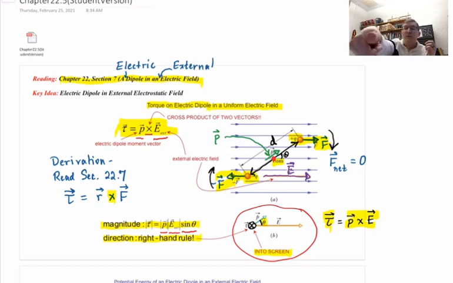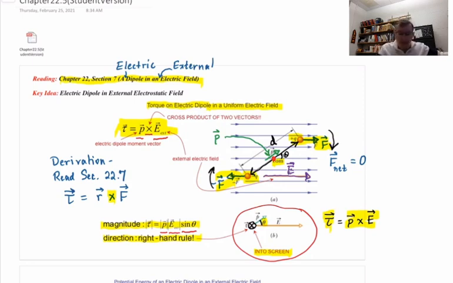Basically, curl your fingers of your right hand the way this thing wants to rotate and see which way your thumb points. This thing wants to rotate, this dipole moment wants to rotate clockwise as I look at it for this configuration. I curl my fingers clockwise, my thumb points away from me.